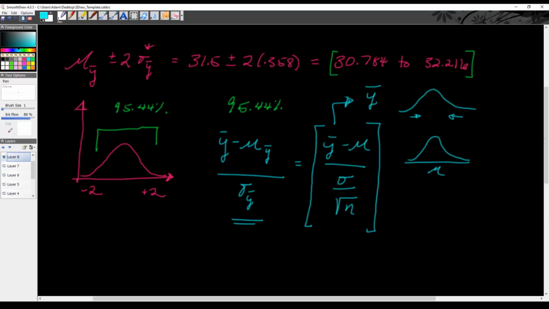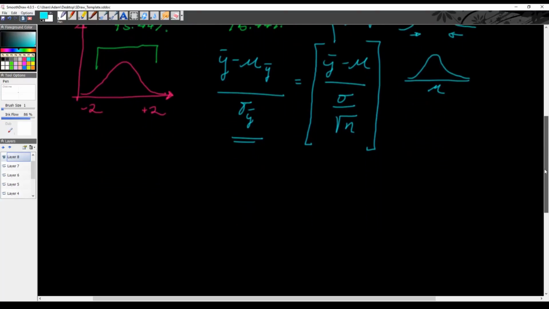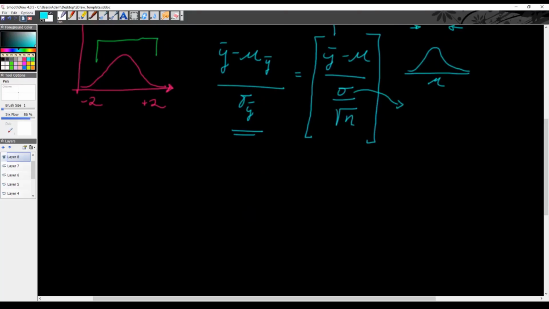So let's say we are not working with the true population standard deviation. Let's say that we have to estimate that with a sample standard deviation. It can be proved that if the population that is sampled is normally distributed, the population of all possible values of y bar minus mu divided by s sub y bar, which is just y bar minus mu divided by s divided by root n, has a t distribution.